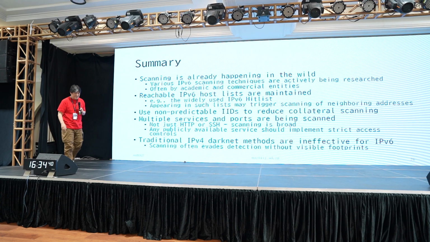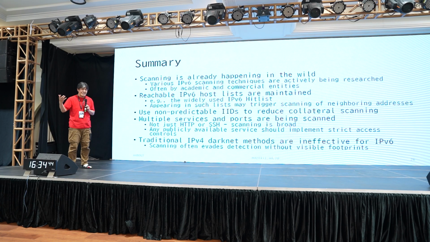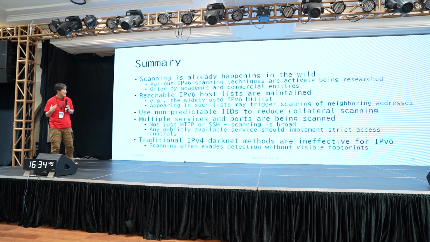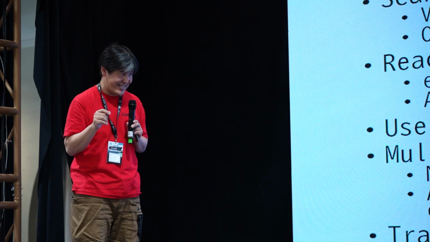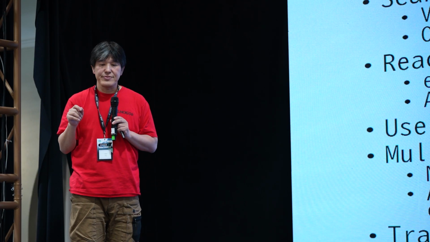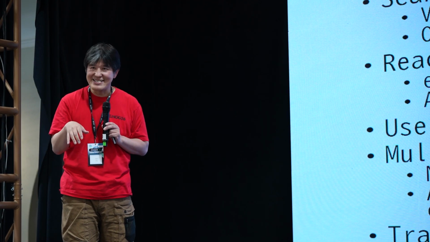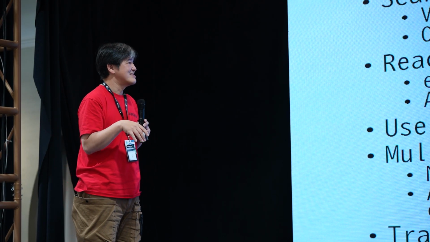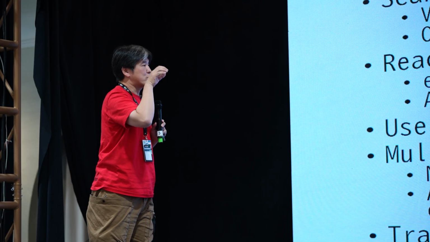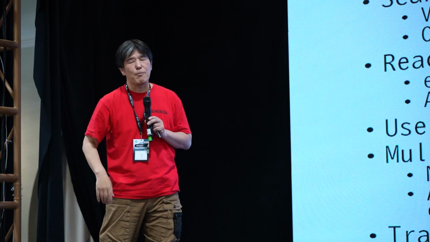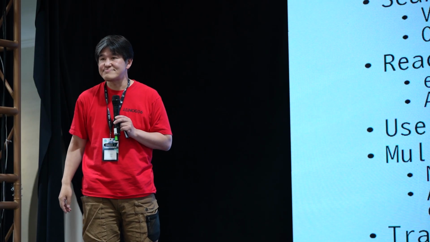So IPv6 scanning is already happening in the world. So you are already receiving scanning packets to your host, right? And people maintain the reachable IPv6 host list. If you do not want to receive scanning packets, try to delist, right? And if you have a choice, do not use EUI64-based IIDs anymore.